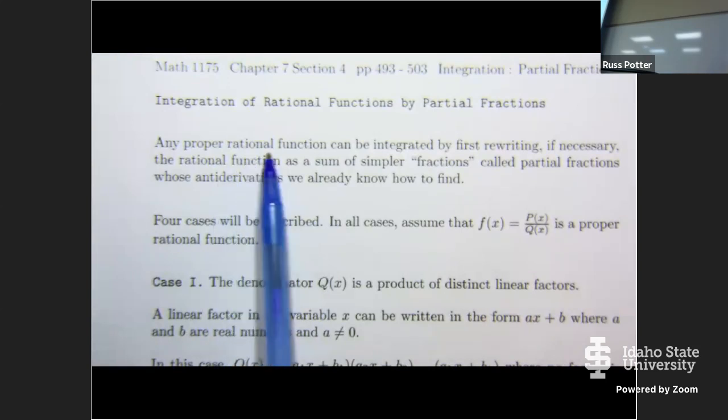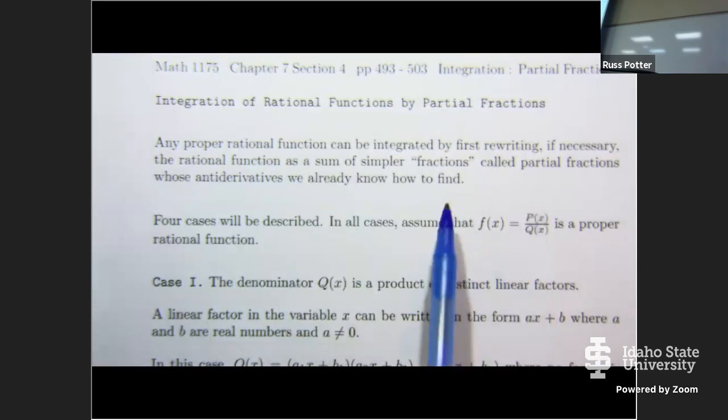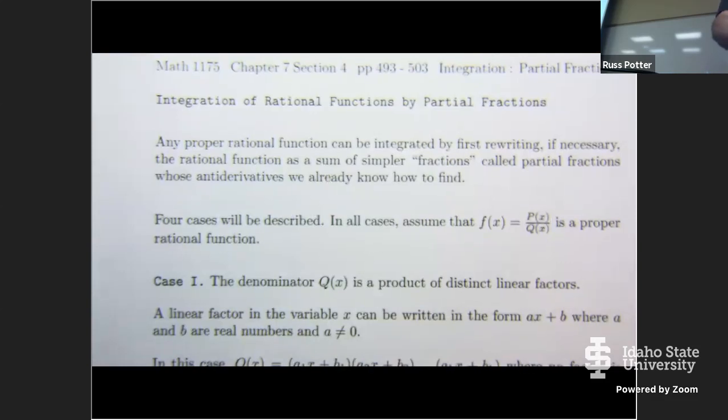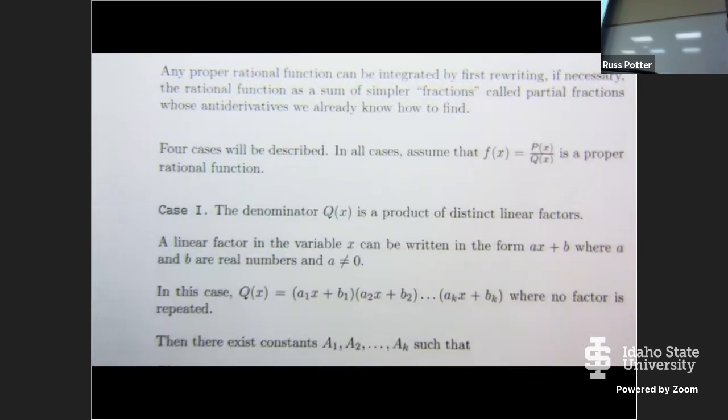Sometimes you'll have a rational function that is already as simple as it can be, but we'll know how to integrate it. If it's any more complicated than that, then we can write it as a sum of simpler fractions. Okay, we're going to follow the textbook. Basically, the textbook identifies 4 cases. So 4 cases will be described. And in each of the cases, we're going to assume that the rational function is already a proper rational function.